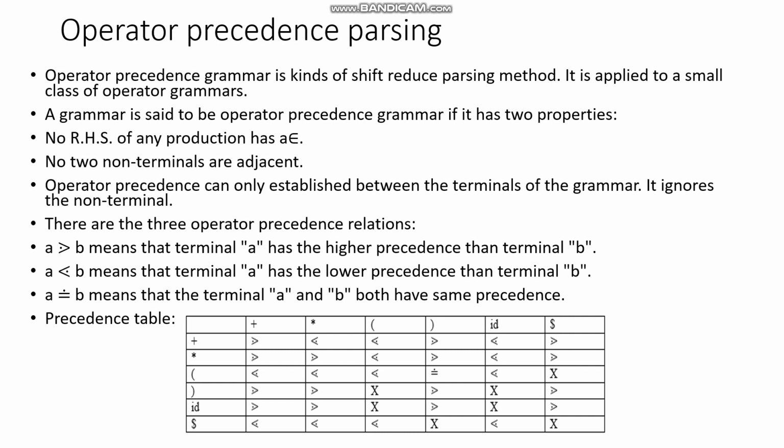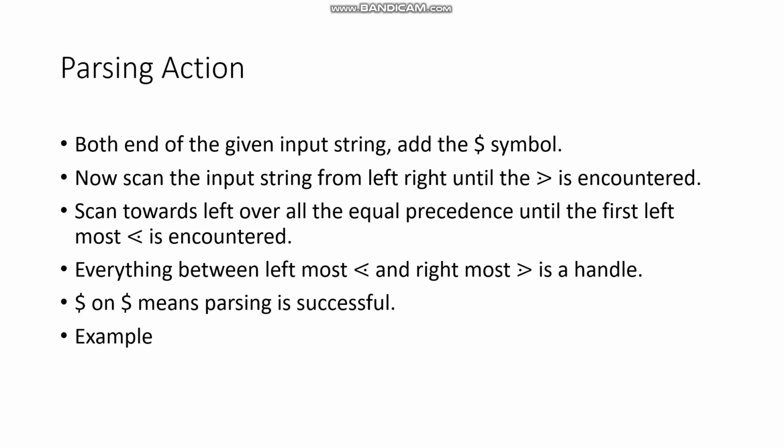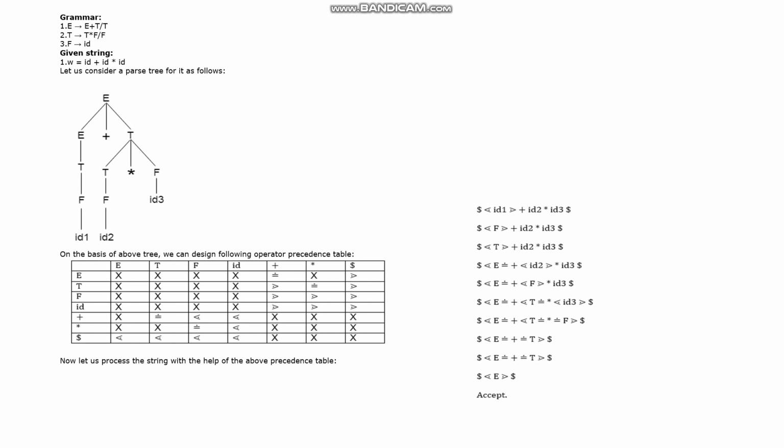Then parsing a given string. The given string is parsed using the following steps. First, insert the dollar symbol at the beginning and end of the input string. Then insert the precedence operator between any two symbols of the string by referring to the operator precedence table, which you can see on the left-hand side. Then start scanning the input string from left to right, in the forward direction, until the greater than symbol is encountered, and keep a pointer on that location.